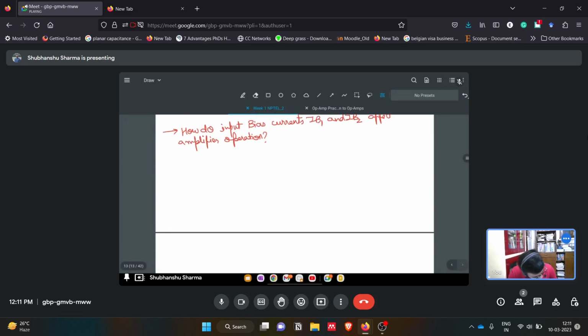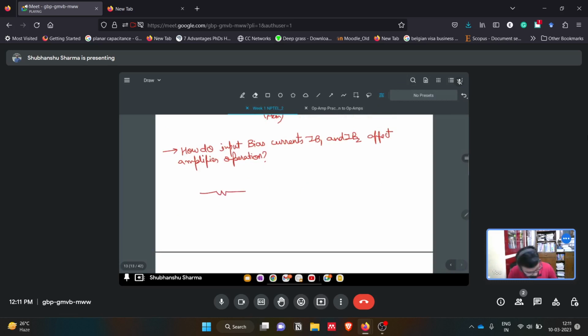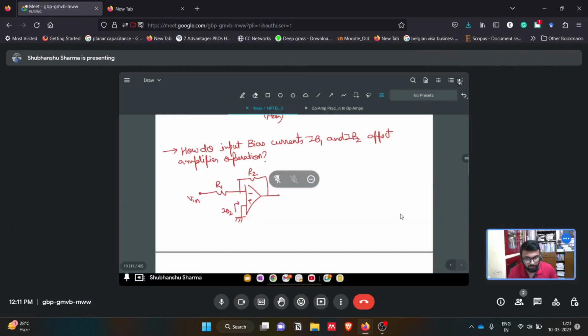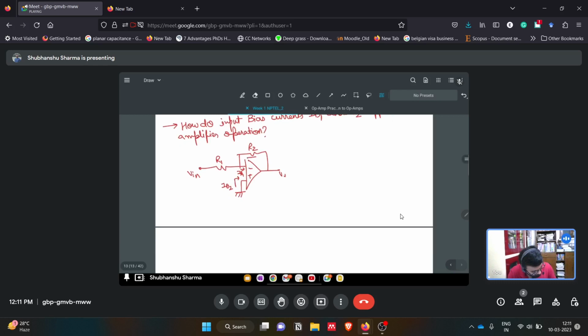So if we have an op amp like this, having some negative feedback with resistor R2, this is R1, this is the input we are giving, and the current entering the non-inverting terminal is IB2. And this is IB1, the current entering the inverting terminal of the op amp. This is V0, and this is, let's say, I2, this is I1.